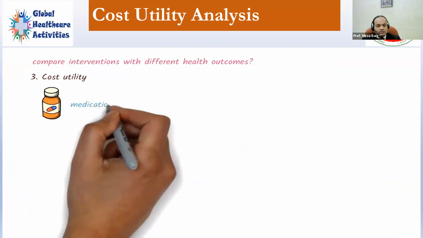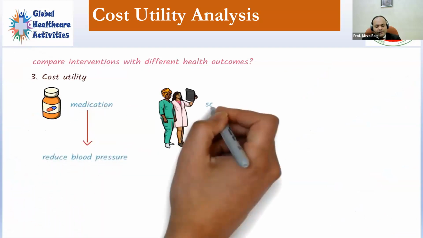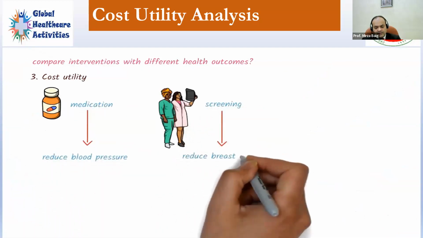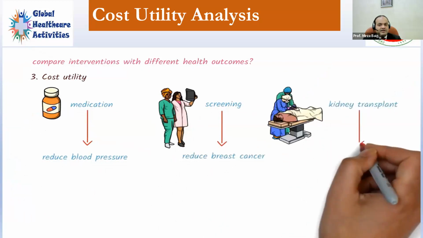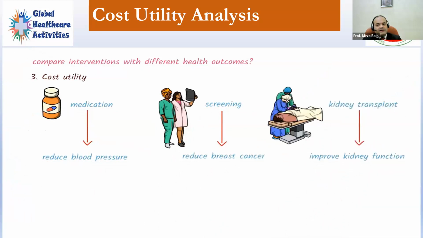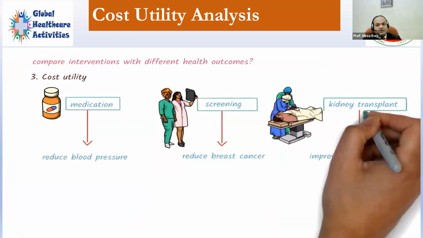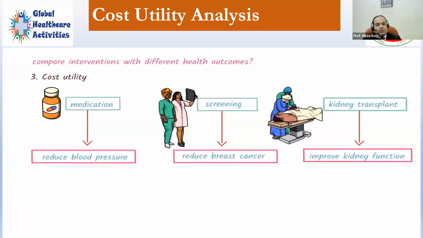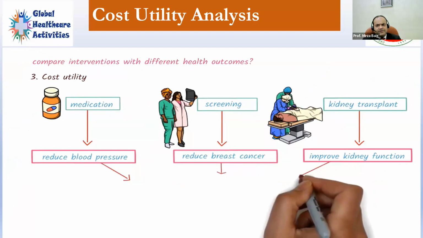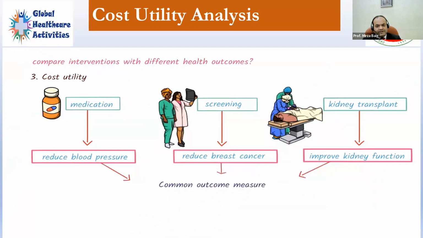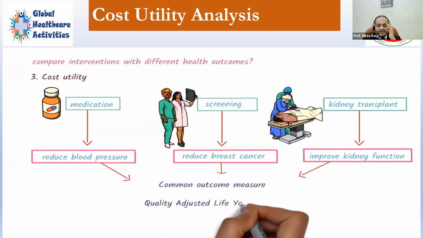Here again, in cost utility, we are using a common outcome, what we call quality-adjusted life years. It is a common measure, even though there are different interventions. Medication has different benefits, screening has different benefits, kidney transplant has different benefits, but by measuring one outcome, that is quality-adjusted life years, we can find out what the best intervention is.